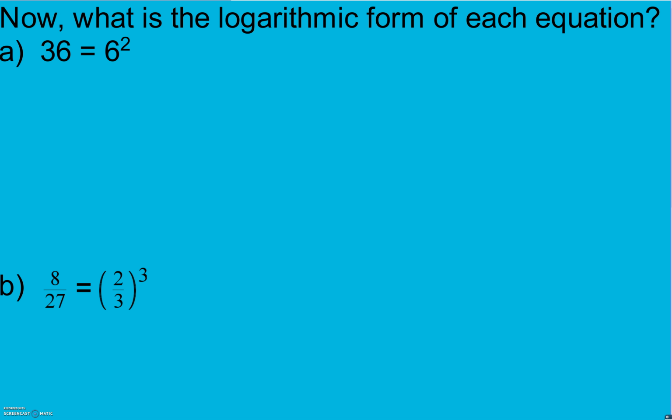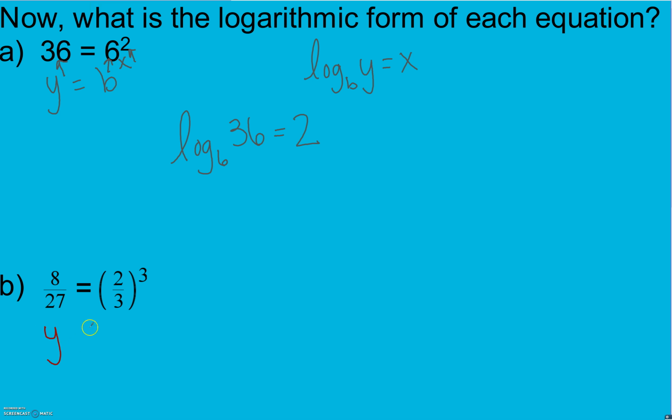Okay, y equals b to the x power. So y is 36, b is 6, x is 2. We have logarithm base b, which is 6, of y equals x. And again, that formula is log base b of y equals x. Try the second one if you haven't already. Go ahead and pause.